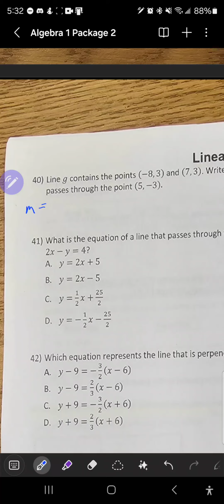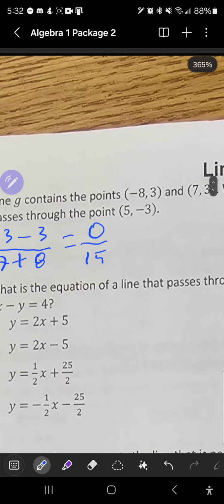So our slope m is going to be equal to 3 minus 3, over 7 minus 8, so plus 8. As you see here, 3 minus 3 is 0, and 7 plus 8 is 15. But 0 divided by any number is just 0. So our slope is 0.